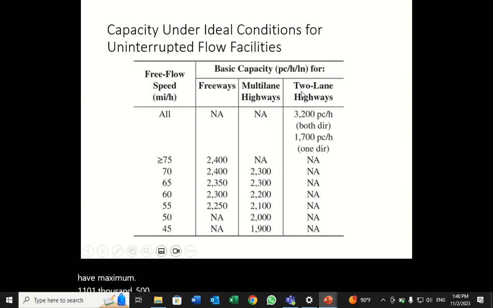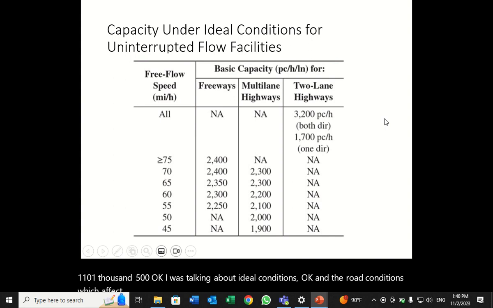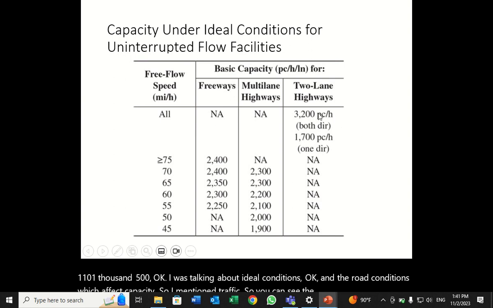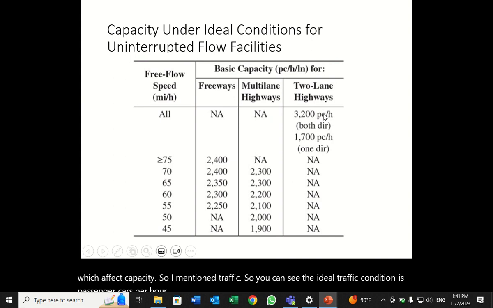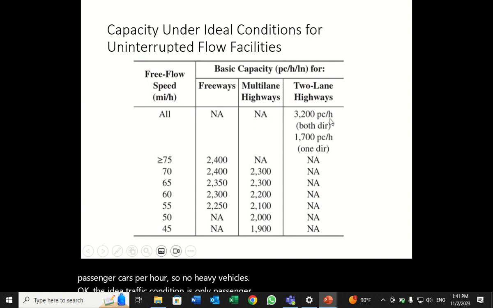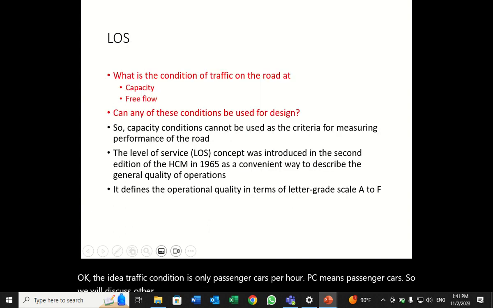Okay, I was talking about ideal conditions and the road conditions which affect capacity. I mentioned traffic. You can see the ideal traffic condition is passenger cars per hour, so no heavy vehicles. The ideal traffic condition is only passenger cars. PC means passenger cars. We will discuss other ideal conditions later on.